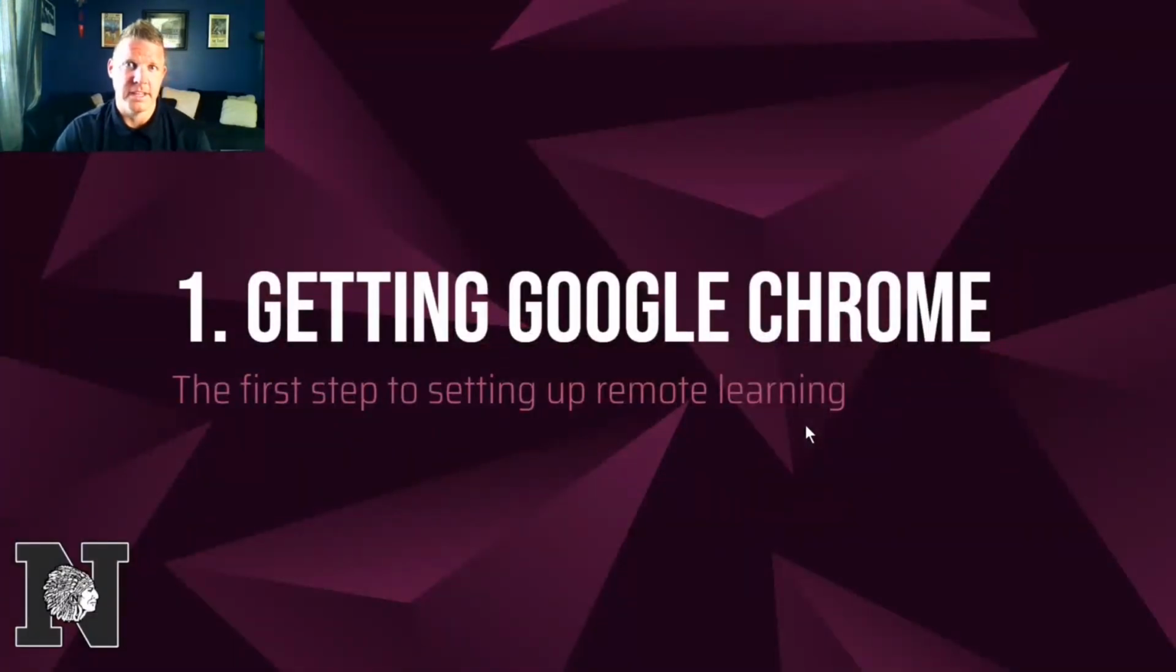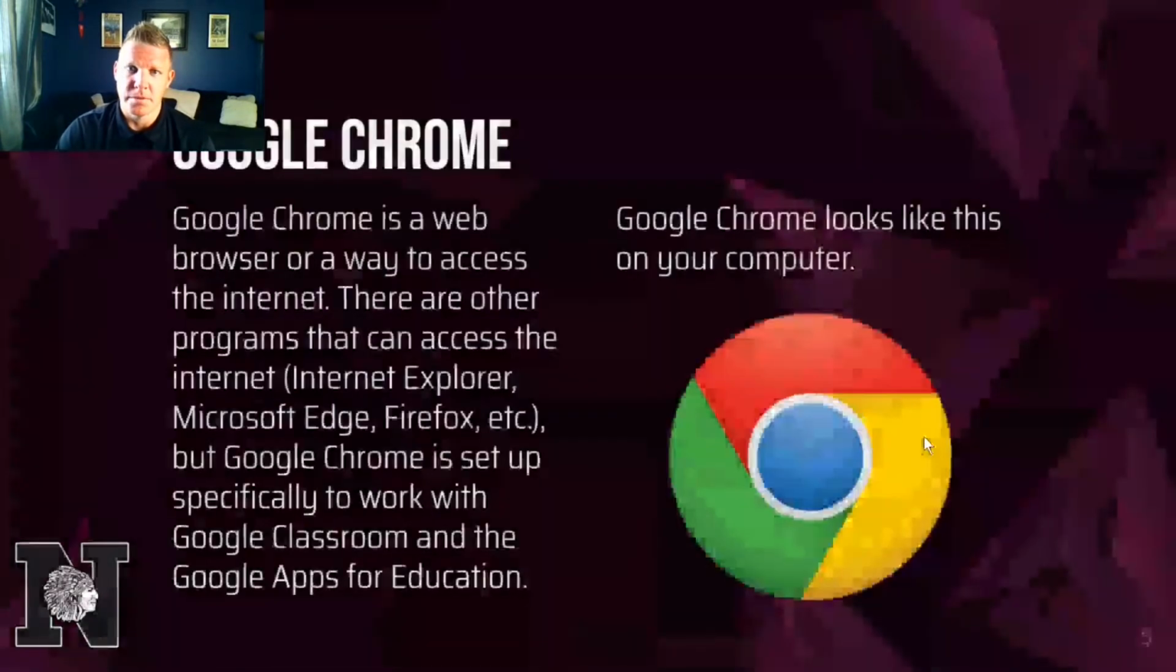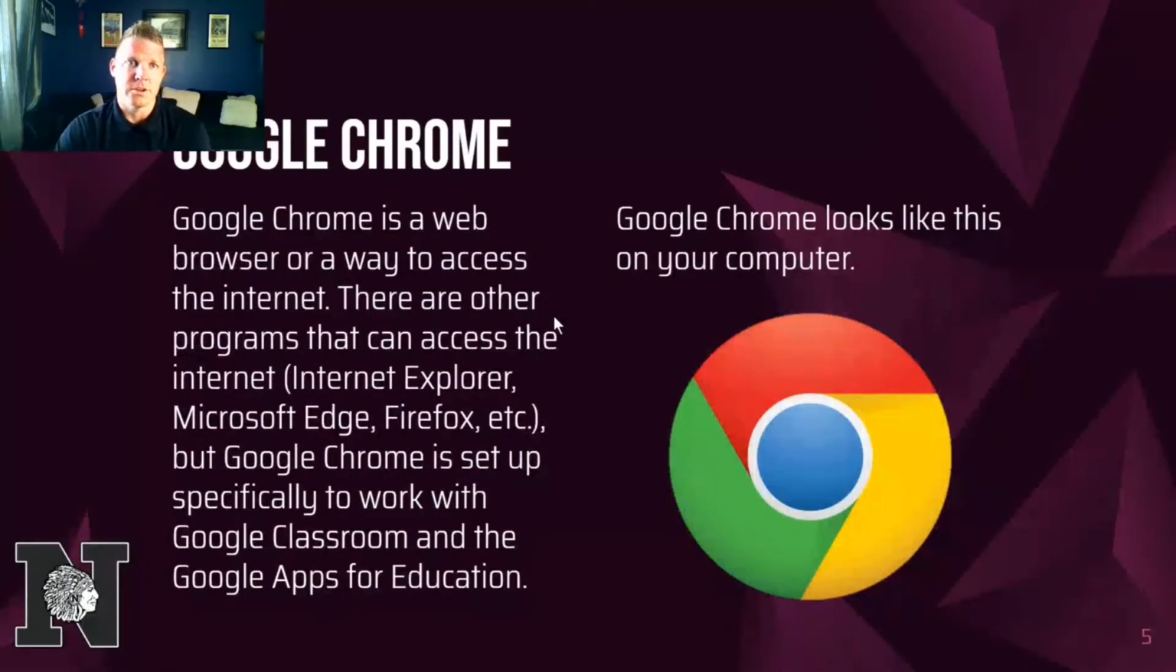So the first thing, getting Google Chrome. This is the first step to setting up remote learning. Google Chrome is a web browser, or a way to access the internet. There are other programs that can access the internet, like I just said: Internet Explorer, Microsoft Edge, Firefox, there's others. Google Chrome is set up specifically to work with Google Classroom and the Google Apps for Education. And Google Chrome looks like this on your computer. A lot of you probably know that, but that is the logo, what it will look like when you open it.